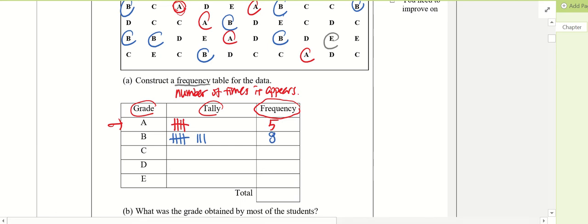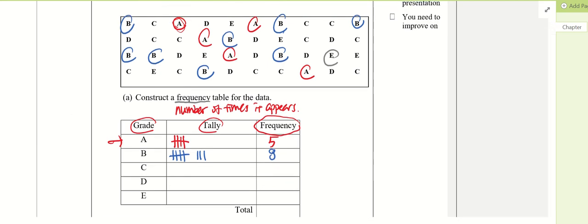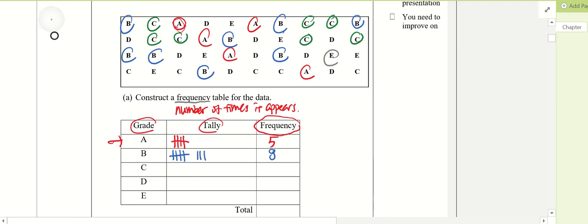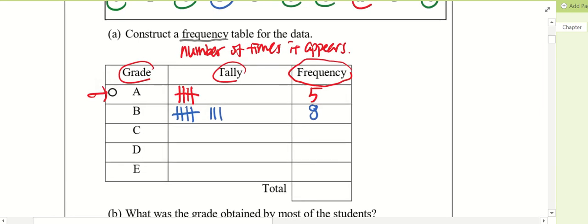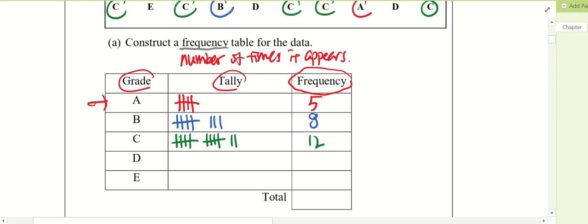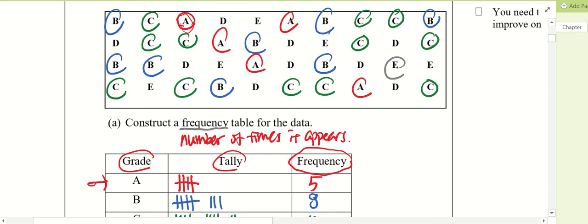All right. C, I'm just going to change another color. 1, 2, 3, 4, 5, 6, 7, 8, 9, 10, 11, 12. Right, so 12 of them. Okay. Yep, so I'm going to draw in bundle of 5. 1, 2, 3, 4, 5. So 2 of 5 makes 10. Then I have another 2. So that's 12.